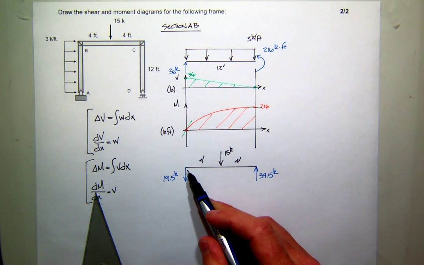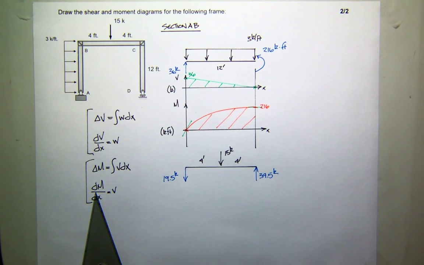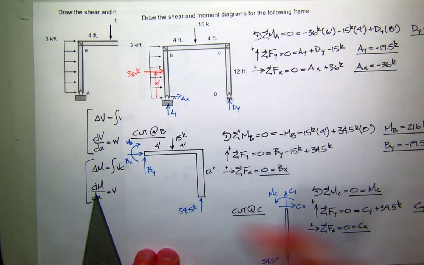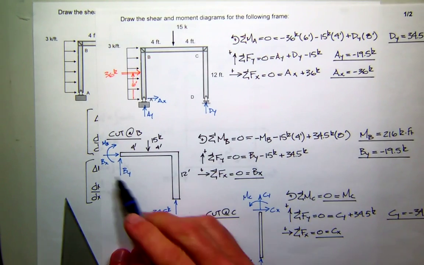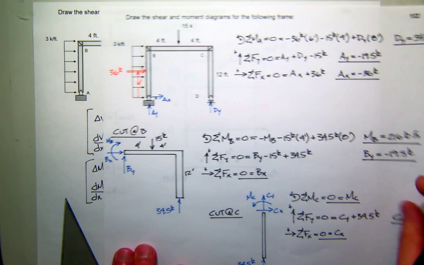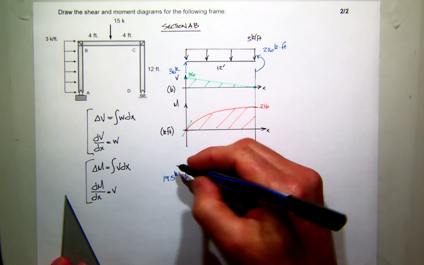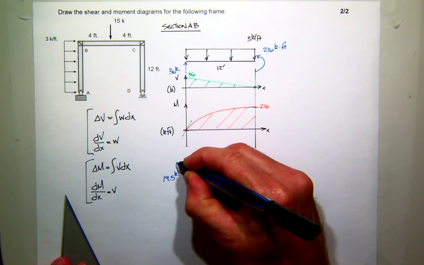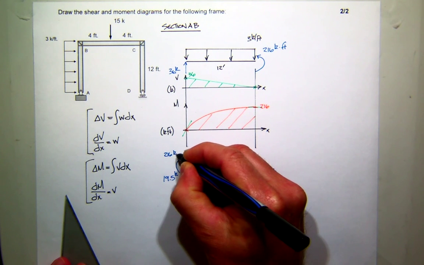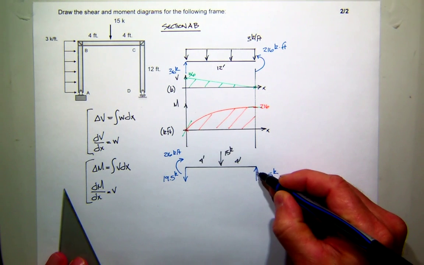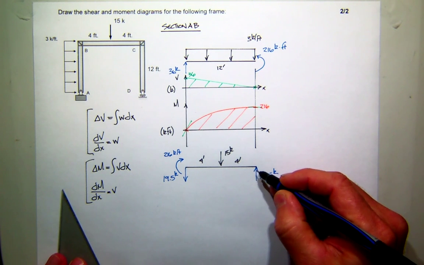What's the moment at B? It's 216. Now remember, we solved for it here, right? There's By, and we got 216. So it's positive, so that means I have a positive moment of 216 kip feet. What's the moment at C? 0.